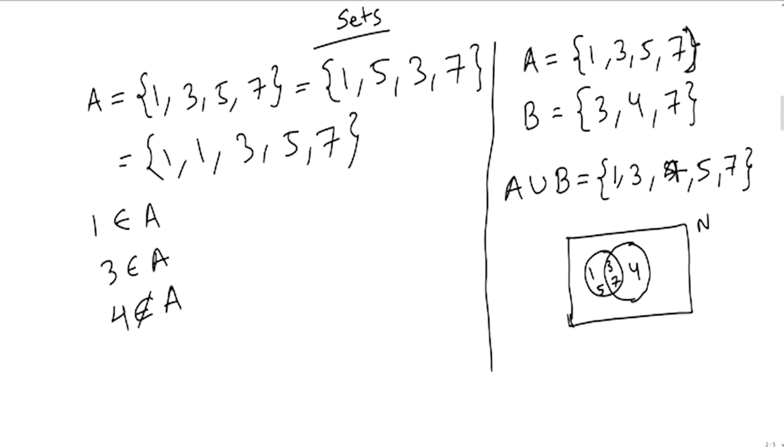Now they have some common area, okay, because 3 and 7 belong to both of them. Now A union B is this entire area covered by either set A or set B, including their common area. So this is A union B. Okay.